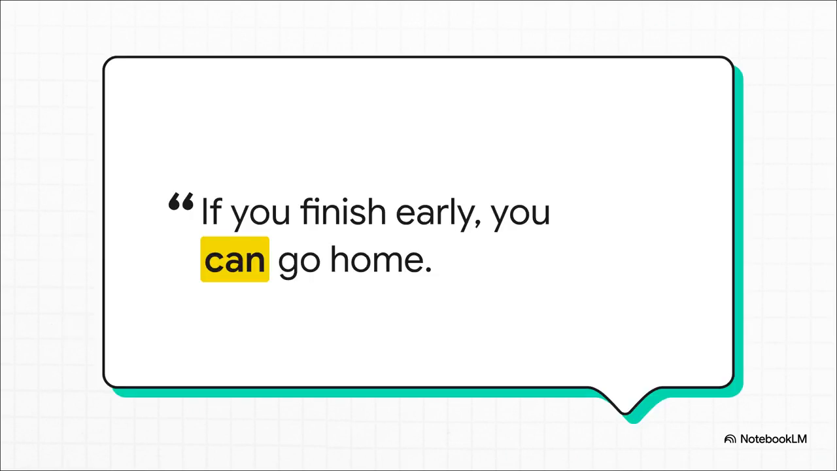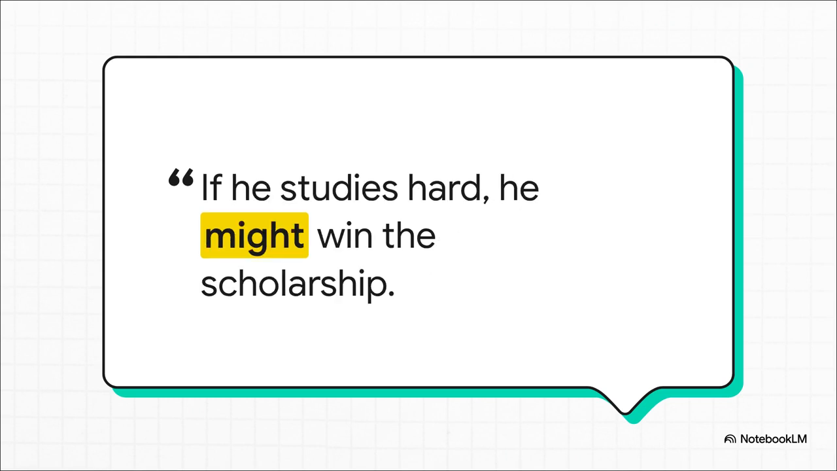For example, in this sentence, can is used to give permission or talk about an ability. If the condition is met, you finish early, then the result is that you have the ability to go home. Now here, might shows that winning is a real possibility, but it's not a guarantee. Studying hard makes it possible, but it isn't a sure thing. See that difference from will? It's a subtle change, but a really powerful one.